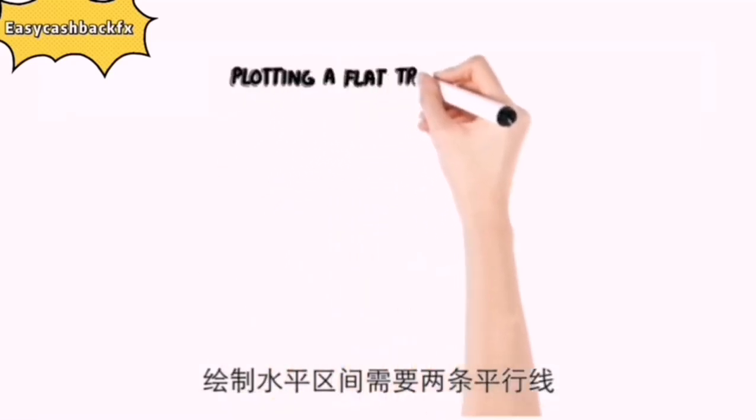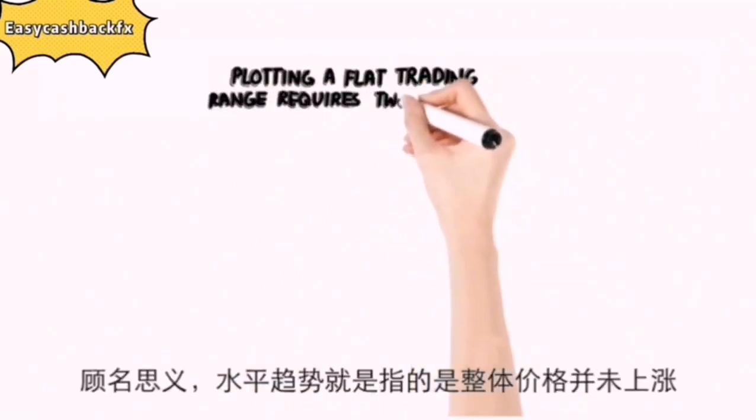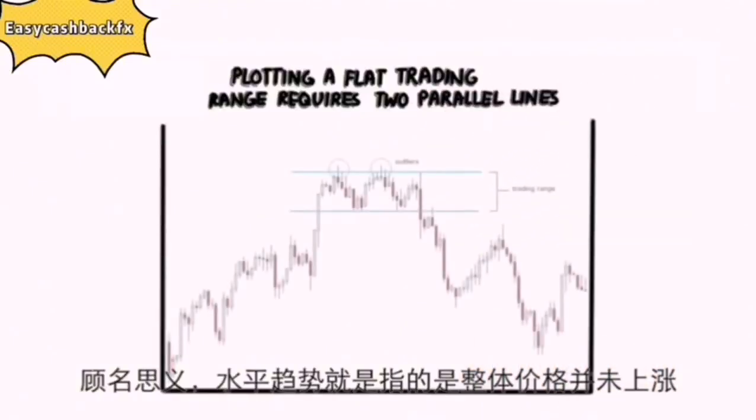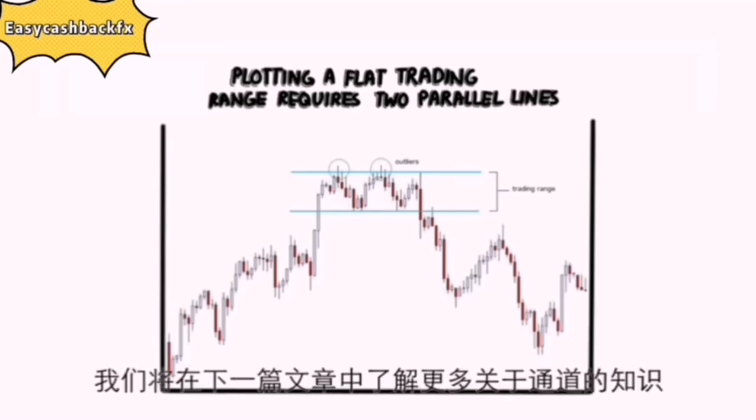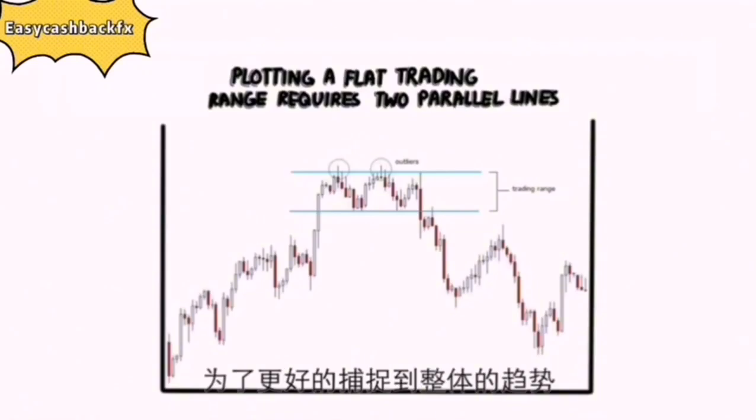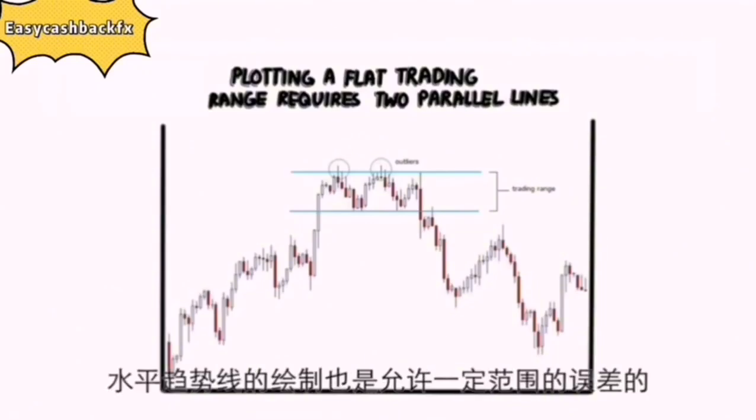Plotting a flat trading range requires two parallel lines. By definition, a flat trend that moves neither up nor down requires two simple parallel trend lines, called a channel, to describe the upper and lower end of the trading range. We'll learn more about channels in the next article. Again, feel free to ignore some of the outlier candles in order to better capture the overall direction.